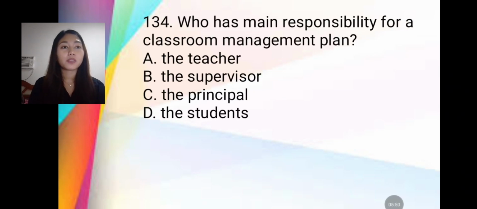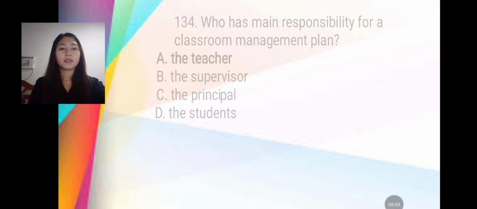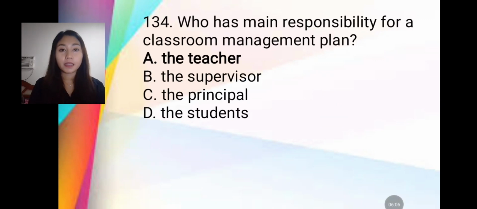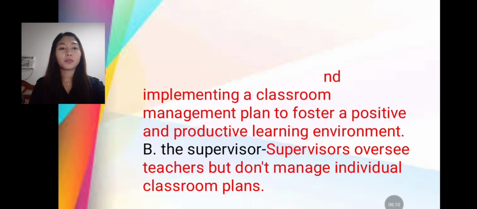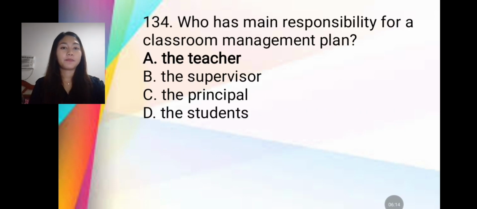Next item. Who has main responsibility for classroom management plan? A, the teacher. B, the supervisor. C, the principal. D, the students. So what do you think is the answer? The answer is A, the teacher. So why not the supervisor, the principal, and the students?